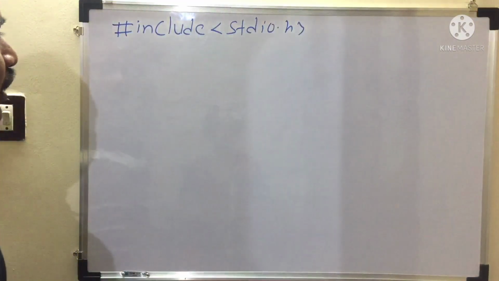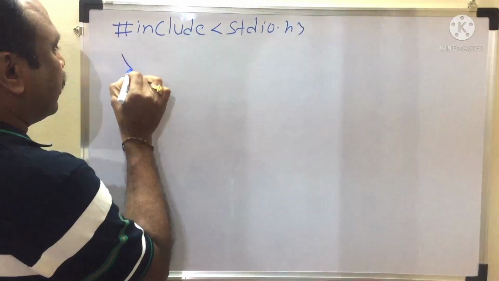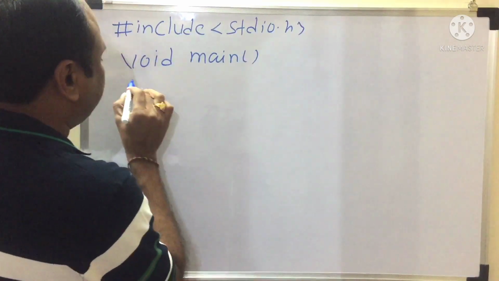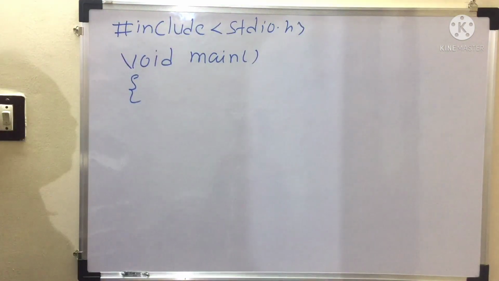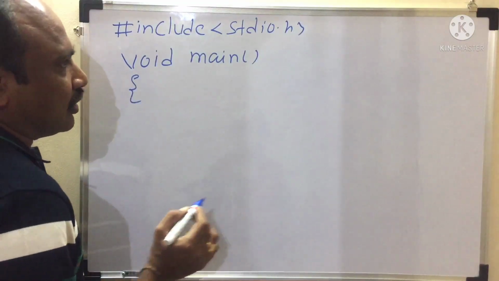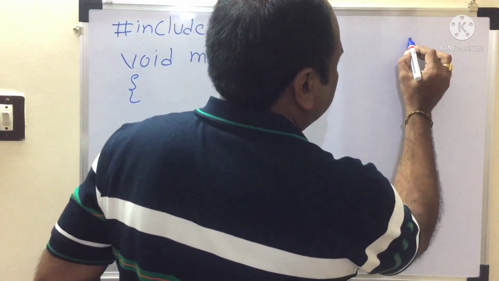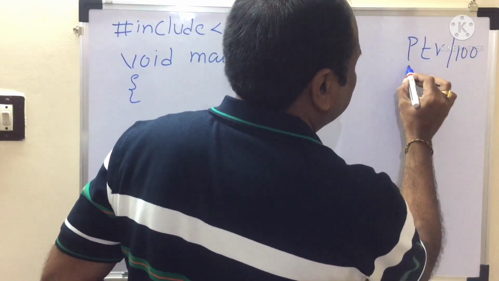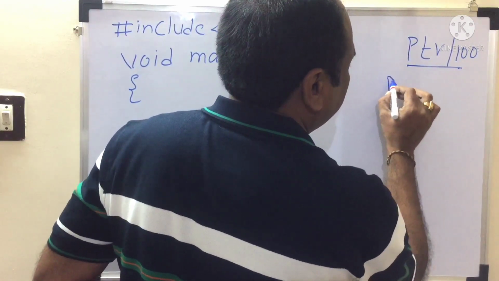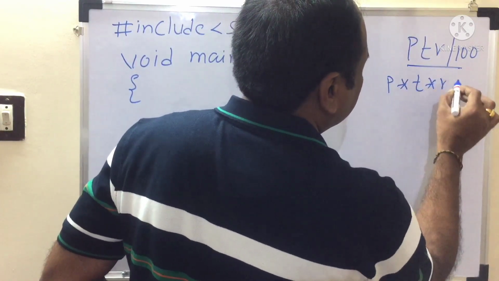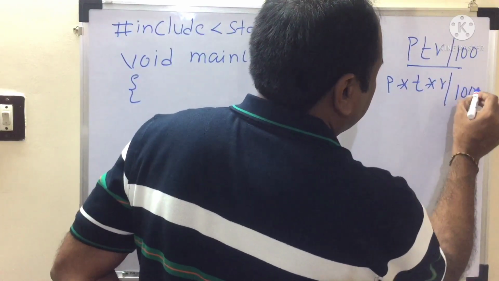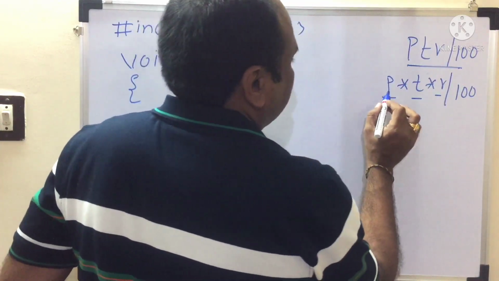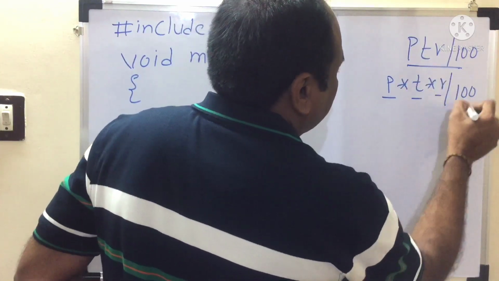Hash include stdio.h. As already explained, every C program requires a main function. Main is used to specify the entry point and exit point of the program. My program is starting here. Just now I explained the formula to calculate simple interest, PTR by 100. This is the mathematical way. In computer science we should not write like this. We have to write P into T into R divided by 100. We will provide the P, T, R values, and it will substitute them and evaluate the result.